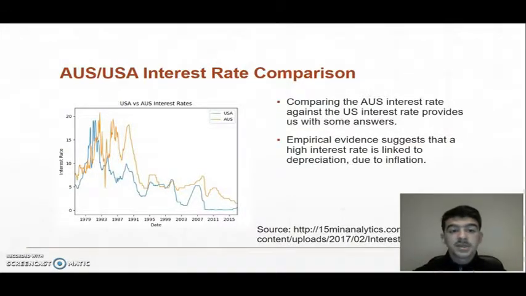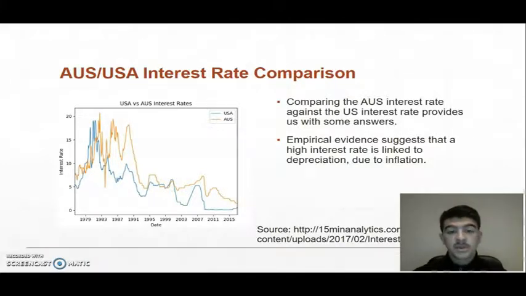We have a chart here which measures the United States and the Australian interest rates. If we were to compare the two, we will be able to reach a solution. So if we carefully observe the year 2007, we can see that the US and Australian interest rate suddenly drops by approximately 5 to 6%, and that is a very huge decrease.